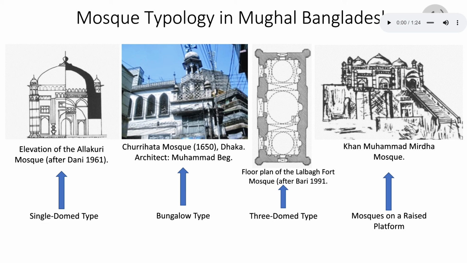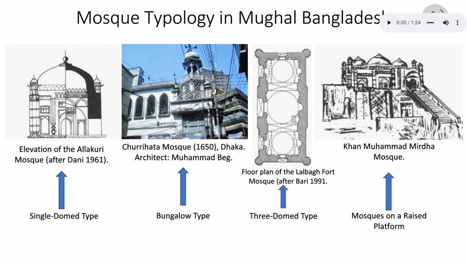The most common Mughal mosque is the rectangular three-domed type. In this type, all three domes were either of the same size or the central dome was larger than the others. The Lalbagh Fort Mosque had these characteristics with a larger central dome.